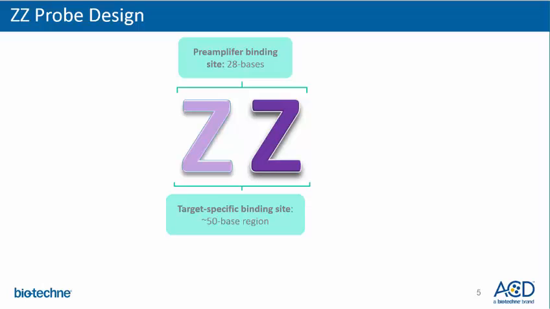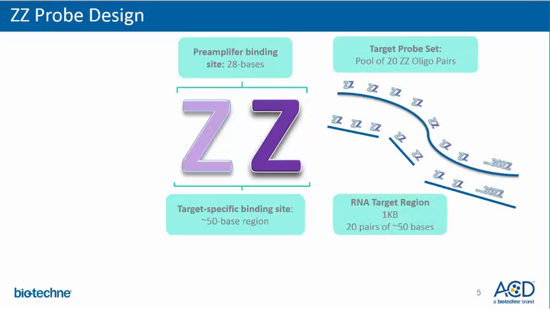A standard RNAscope probe for a target sequence of about 1,000 bases or more will consist of 20 ZZ pairs pooled together and designed to hybridize along a target region. This allows for a tremendous amount of amplification and signal potential. However, only a few Z pairs are needed to bind to the target RNA sequence in order to generate enough signal for molecule detection.